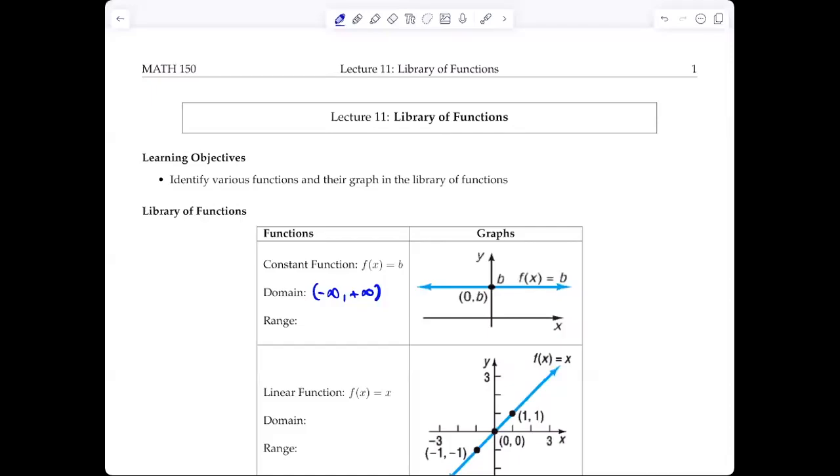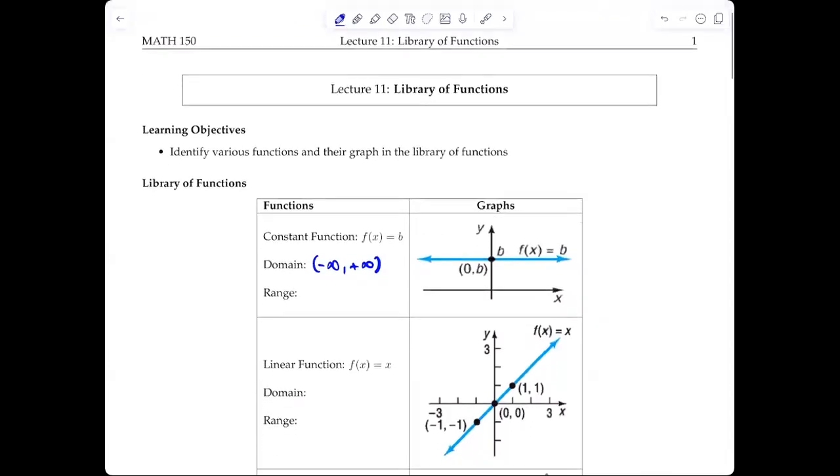Right. Again, the constant function is f of x equal to b, and the domain is from negative infinity to positive infinity. Now, what is the range equal to? Anyone? What do you think? B. Just b, right? There's just one element there. So the range is going to be just b. So I use curly brackets because I just want to include one element in my range.